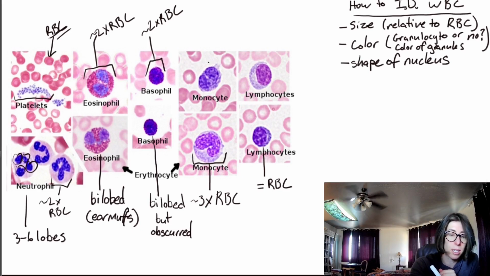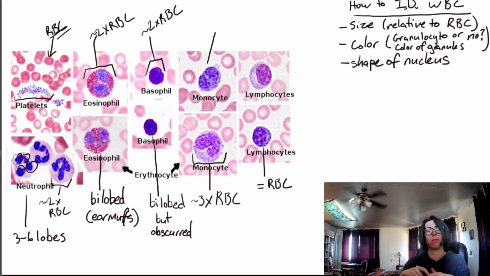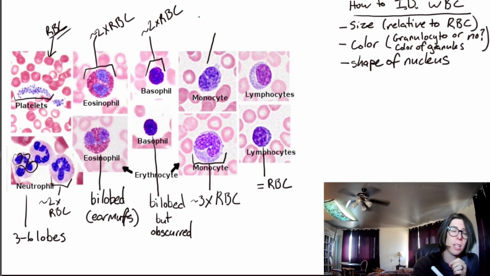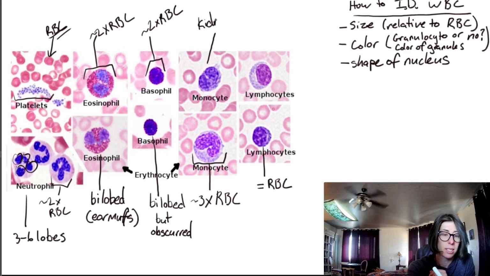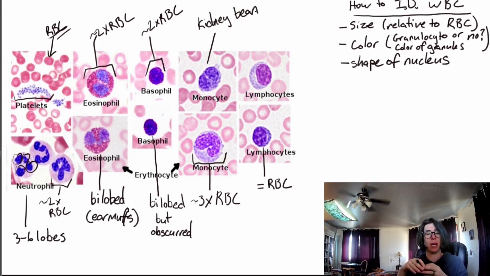Monocytes, their nuclei are not usually fully lobed. So they have a strange shape, but the different compartments of the nucleus are not so distinct from each other. They look more like a kidney bean. So they've got this weird bent kidney bean shape.